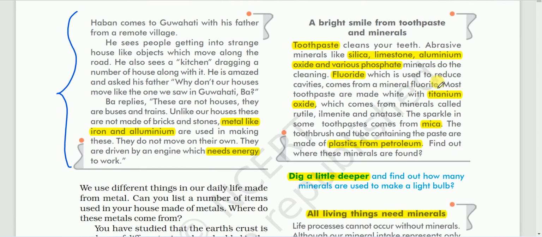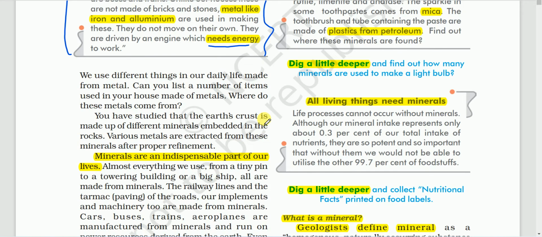Just see here in this section also you'll find metals like iron and aluminum are used in making these. Making this means making the houses, then vehicles. And these vehicles are driven by an engine which needs energy to work. So it tells the importance of minerals and the energy resources. So now we shall continue.